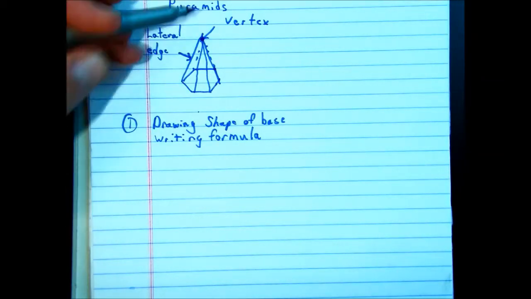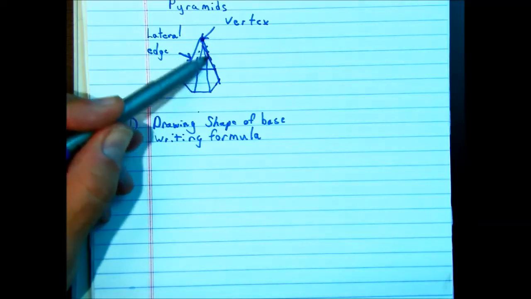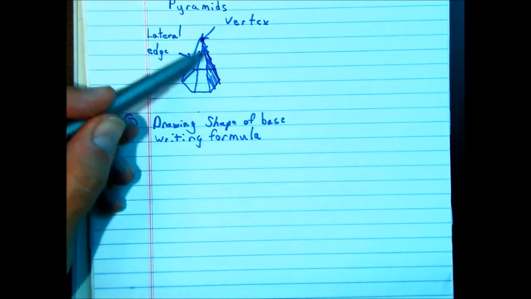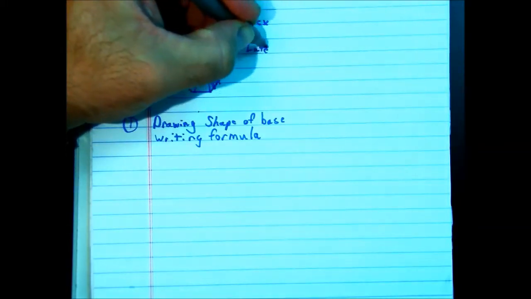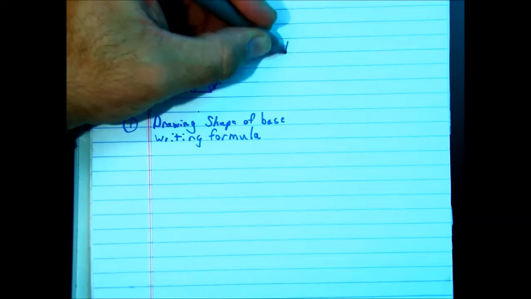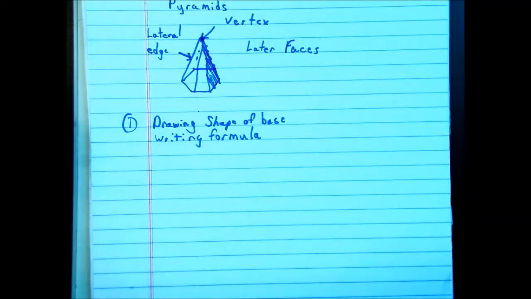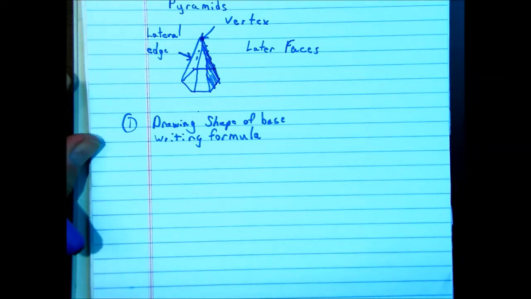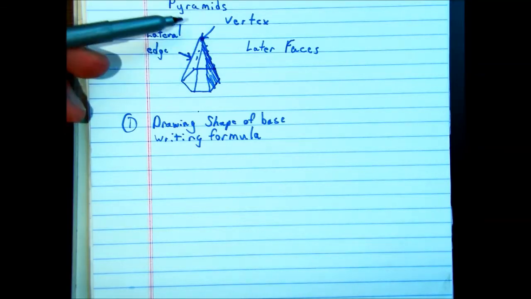Then you have a lateral face. Now I'm going to shade this in. The lateral face is the flat side. Now notice your lateral faces are always what shape? Correct, they're always triangles. Whereas when we did prisms, your lateral faces were always rectangles. So here our lateral faces are always triangles.